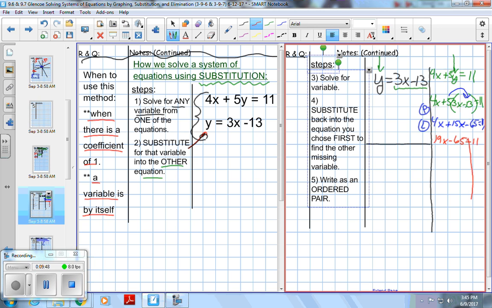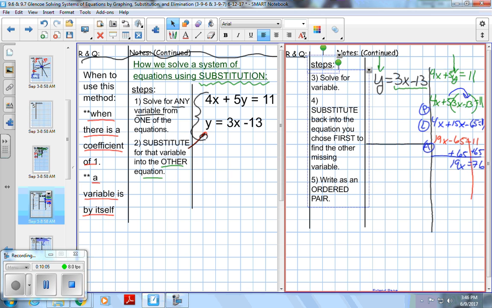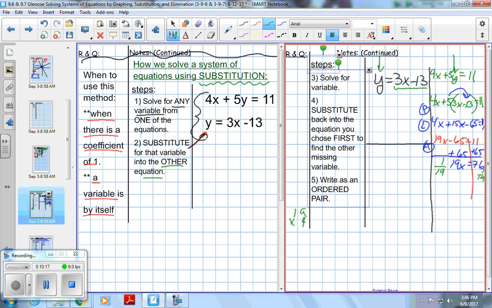And now we just have to get x all by itself here. We're going to add 65 with our additive inverse. And we end up with, wonderfully, 76 equals 19x. And now we have to divide by that 19, or use its multiplicative inverse. And I know many of you didn't know this, but 19 times 4, yep, it turns out it's 76. So x equals 4.